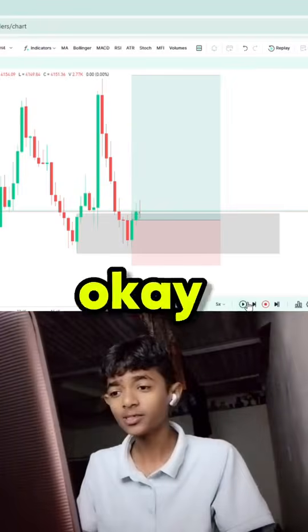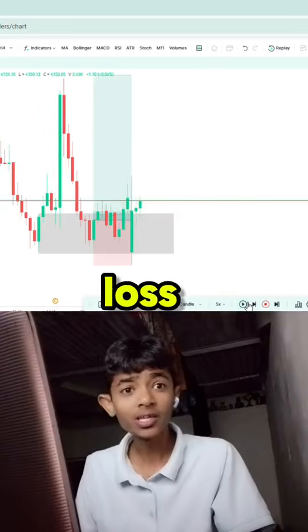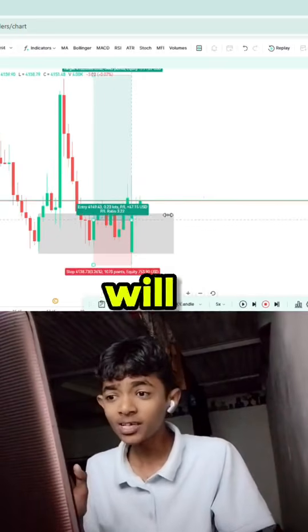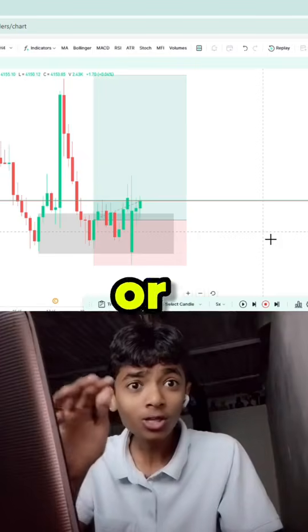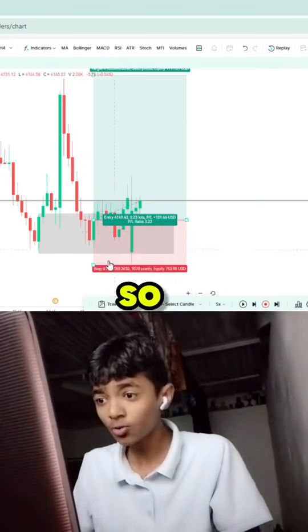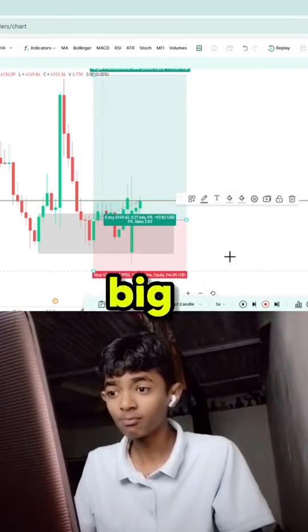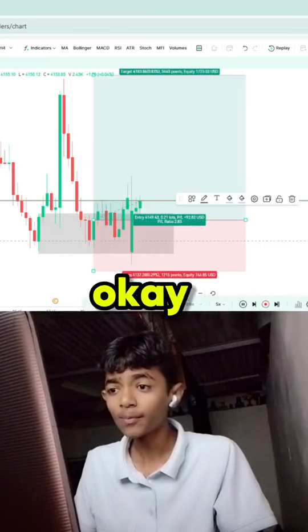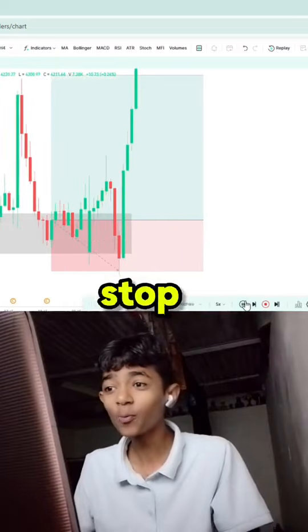Therefore, let's see. Okay, price goes up and then hits their stop loss and then moves up. But now many people will say, oh, you haven't given your stop loss a little bit of buffer. So let's give it a little bit of buffer. Okay, so we gave it this much big buffer. Okay, and now see what happens. Price goes up, and then see, it hits your stop loss.